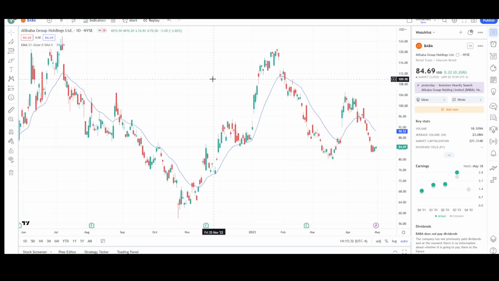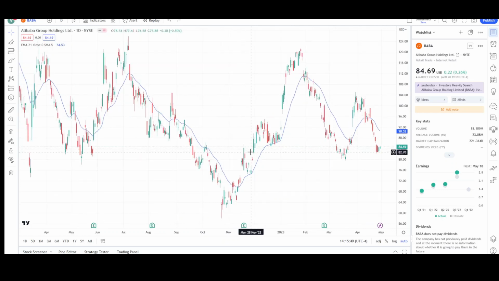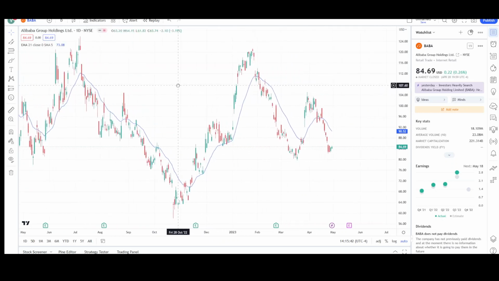So I wasn't able to do a BABA analysis yesterday because I was flying. I was traveling, but now I'm back home, so we can get the show back on the road.